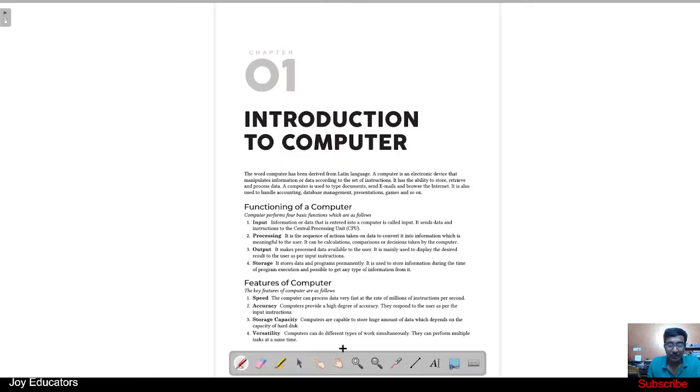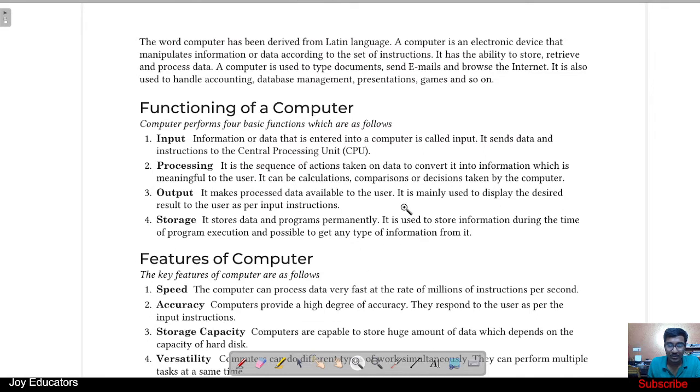When we think about the computer, what do you think? Who is the father of the computer? Do you know it? No worries, we'll learn about him. Charles Babbage. We'll learn about everyone.